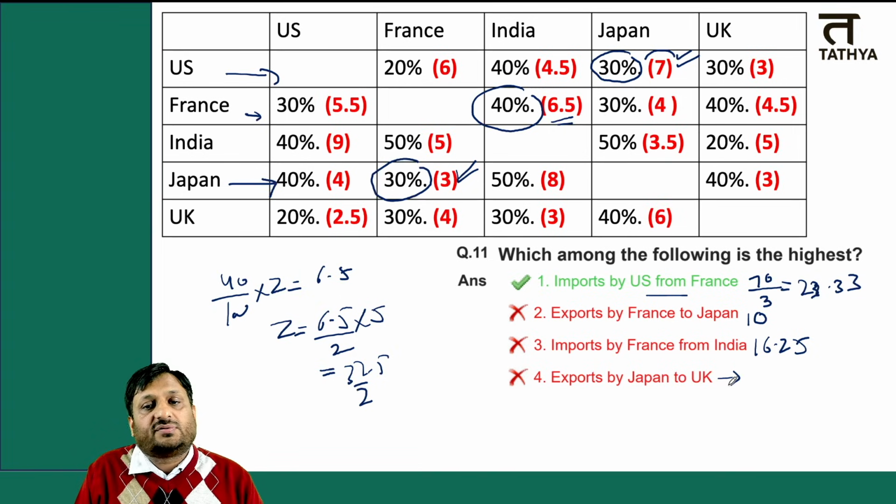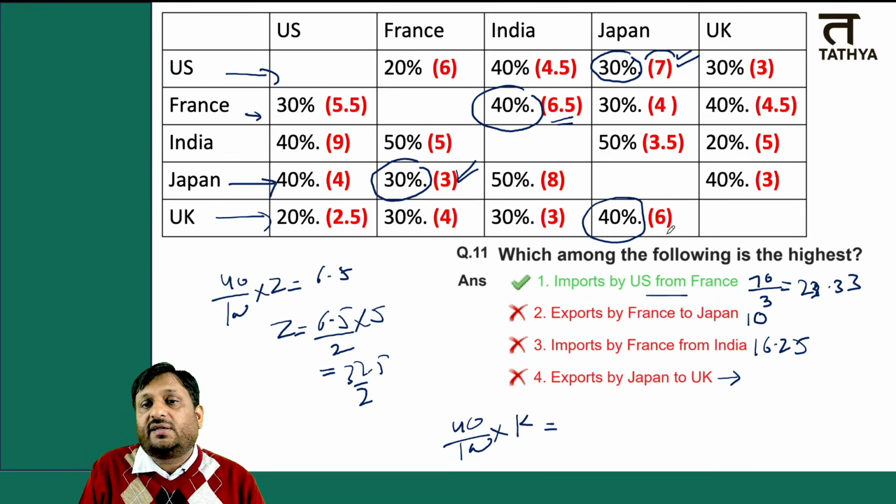And what is the fourth option? Export by Japan to UK. So Japan is exporting to the UK, it means the UK is importing from Japan. So how much import duty is the UK charging on Japan? 40%. Again too high. So 40% of the total import, and it is earning $6 billion. So it means K must be 6 into 5 by 2, because it is 2 by 5. After cross multiplying it will become 5 by 2. So it will be 15.